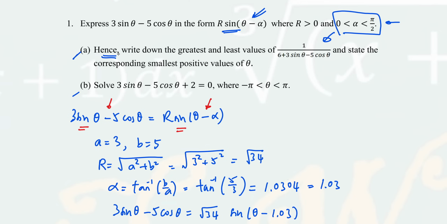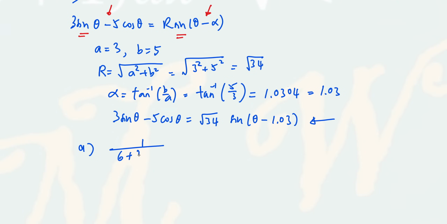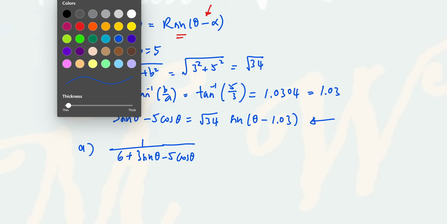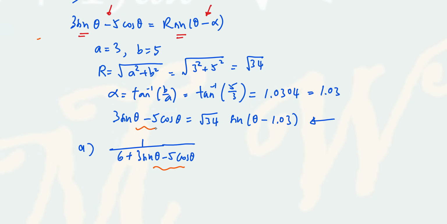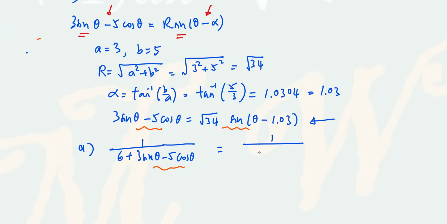After that, part A, hence means use this form, write down the greatest and least value for the function. So now, 1 over 6 plus 3 sine theta minus 5 cos theta. You should understand that these two terms are the same as the previous answer, which is square root 34 sine. That means here I will change to 1 over 6 plus square root 34 sine theta minus 1.03.